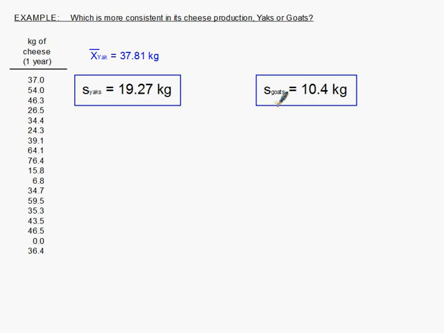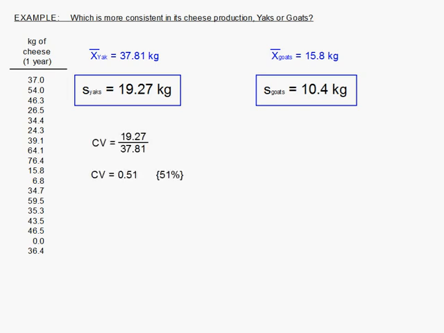But goats are so much smaller than yaks. Yaks are big. Goats, not so much. So is this a legitimate straight comparison? Well, if we look at the mean of the number of kgs of cheese that goats make, it's much smaller than 37.81. So really, does this represent less variation than yaks? And this is the question that the coefficient of variation answers.